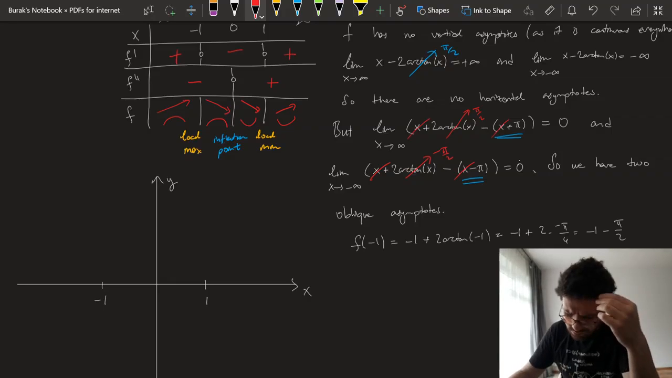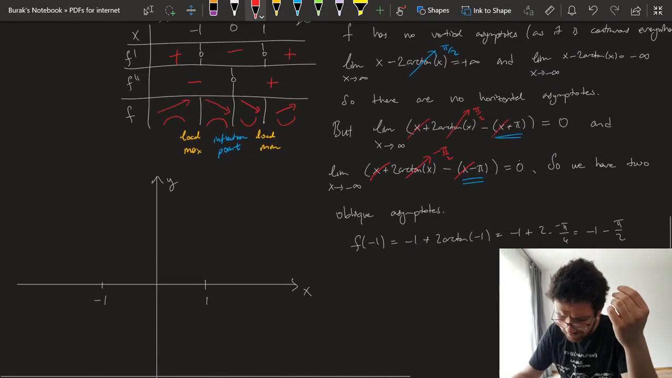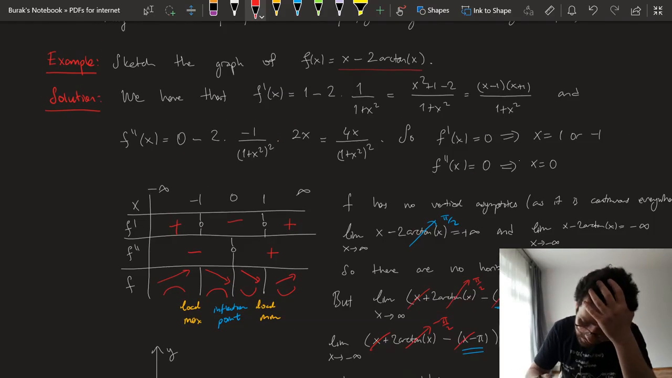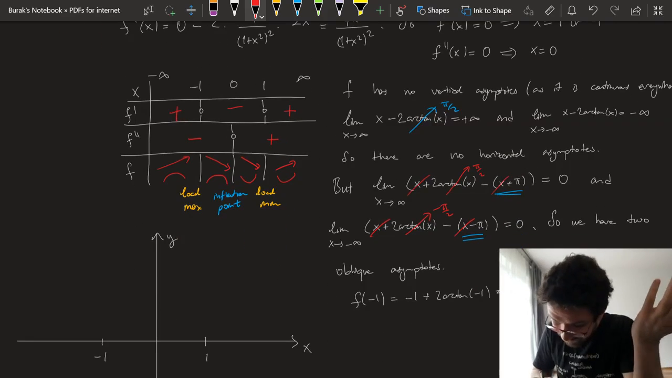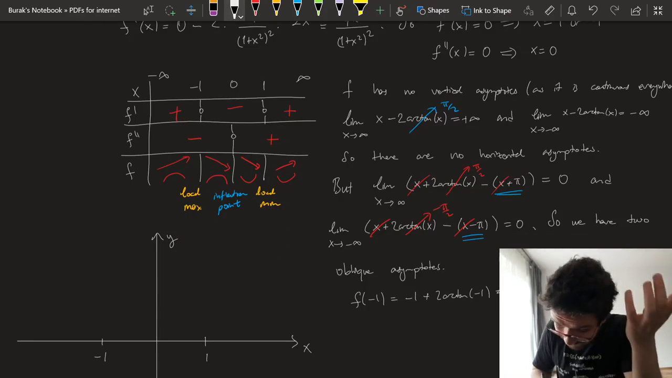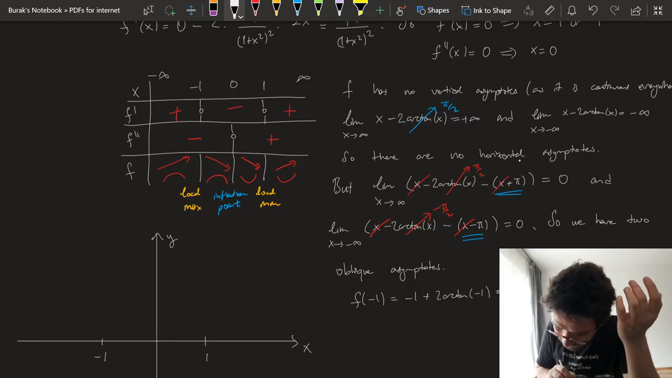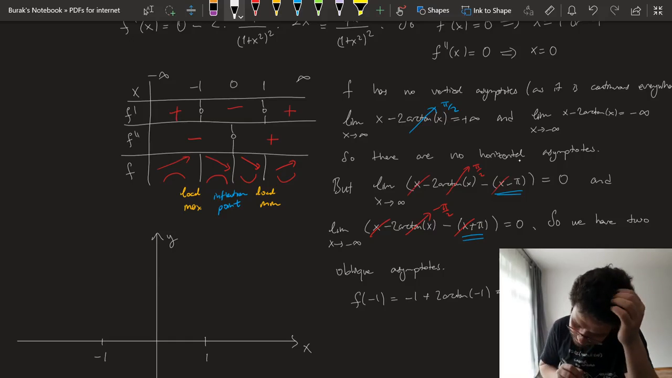Wait, what? I have a minus sign here. Oh, okay. I have a minus sign in the question. I kept writing plus. Clearly, this is the reason that I need to have some students warning me real time. Then these will actually flip. This will be minus, this will be plus. I am sorry for this.